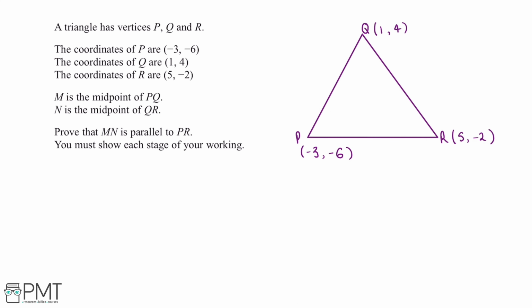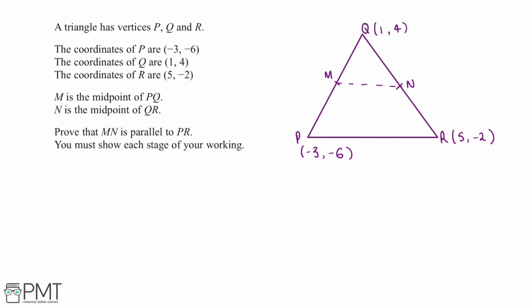Next we can mark M and N onto our triangle. So M is the midpoint of PQ. So our line PQ is this line here. So M will be roughly here. And then N is the midpoint of QR. And our line QR is this line here. So N will be around here. So we're trying to prove that line MN is parallel to line PR.